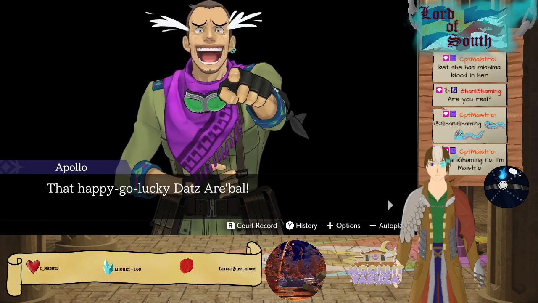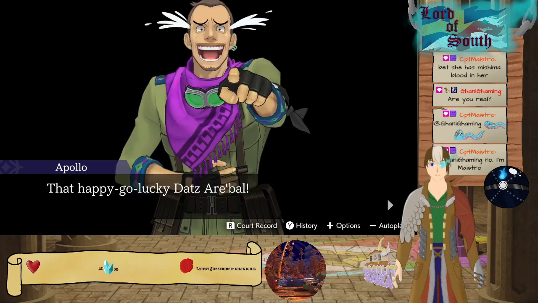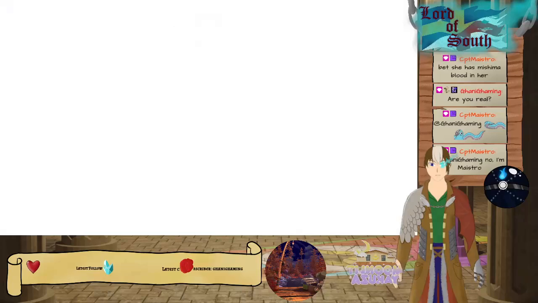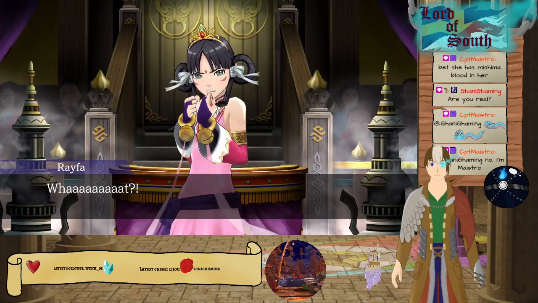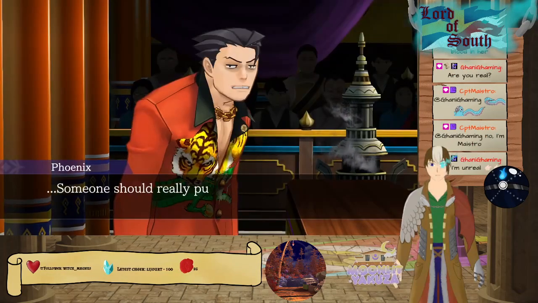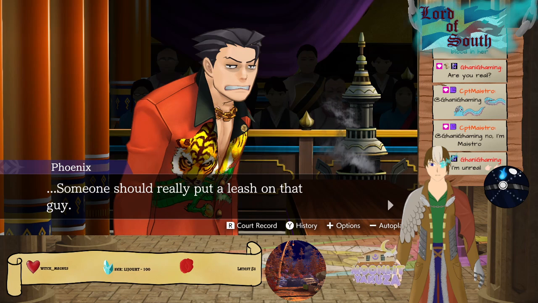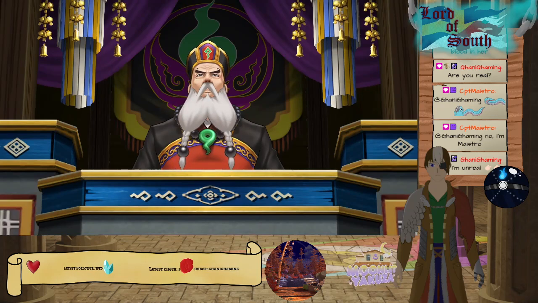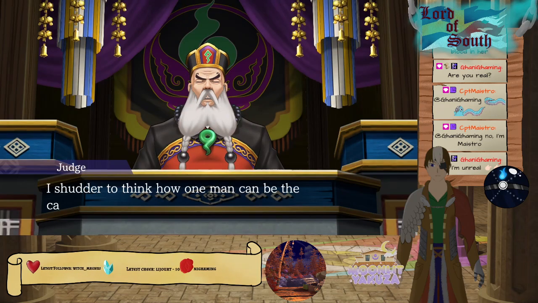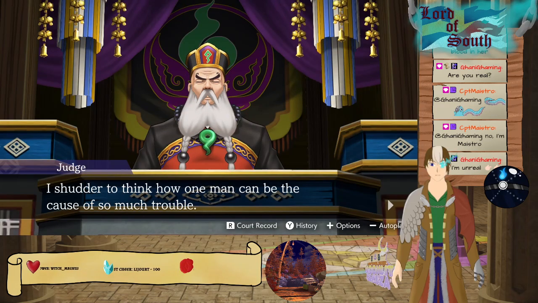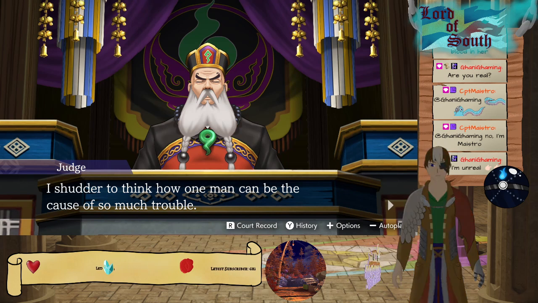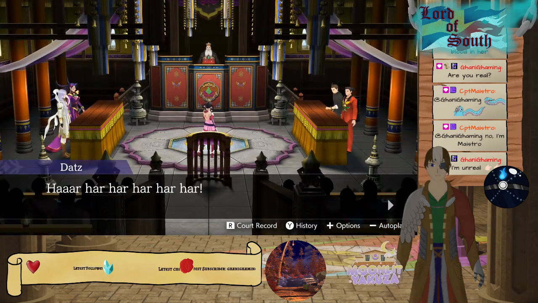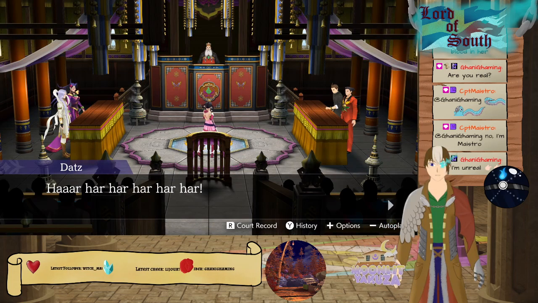God, I still remember that part from the second. What is it called? Somnium Files. AI. And I'm Unreal. I'm dealing with Unreal, and goddamn. Someone should really put a leash on that guy. I shudder to think how one man can be the cause for so much trouble. The fucker is in here.